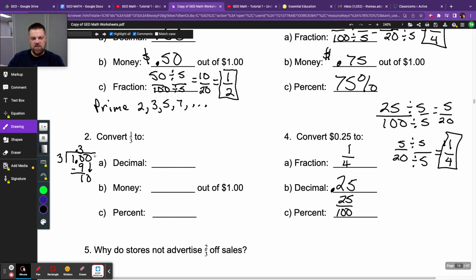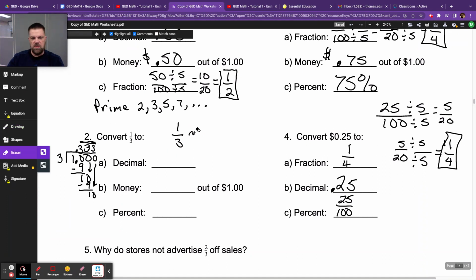So now I'm going to bring the 0 down. When I bring the 0 down, guess what? I've got 10 again. So how many times does 3 go into 10? 3. What's 3 times 3? 9. And I subtract 9. What's 10 minus 9? 1. And I drop this down. Now, guess what's going to happen? Every time I'm going to put a 3, every time I'm going to drop down another 0. So this repeats forever.